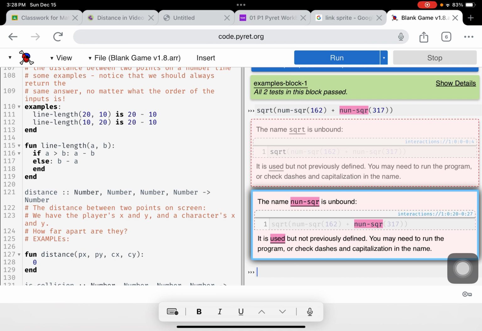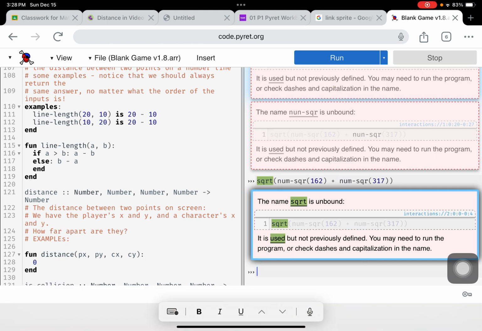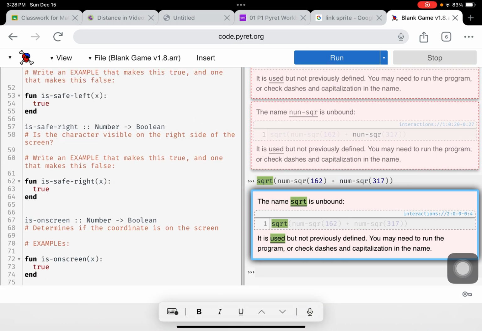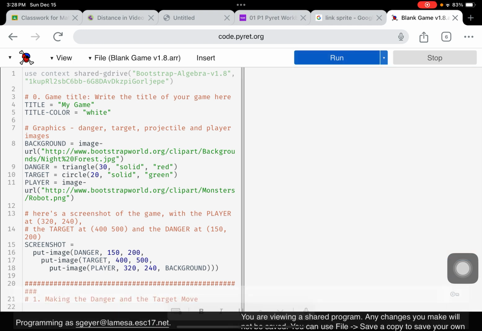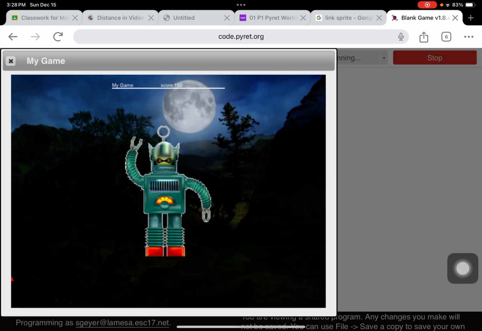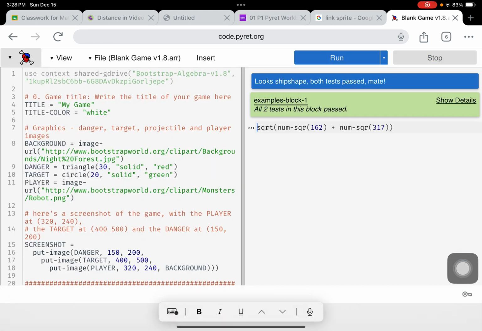Oh, oops. I just typed num sqr. So it's not defined. Did I run this? Do I have to do num sqrt? I guess I have to do num sqrt. So I thought you didn't have to, but you do.